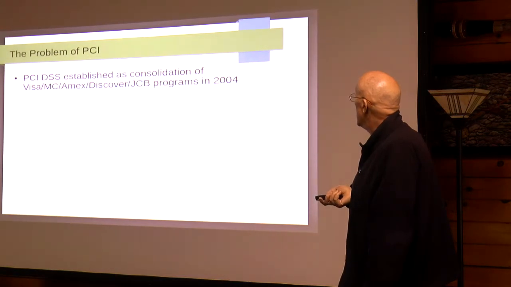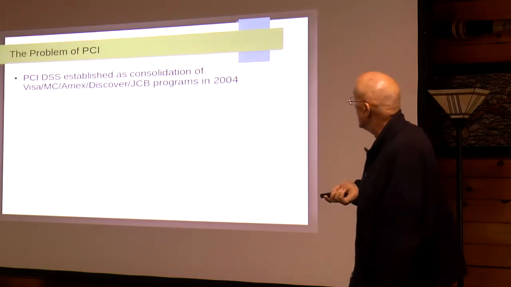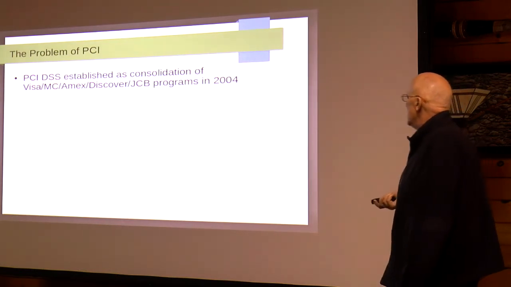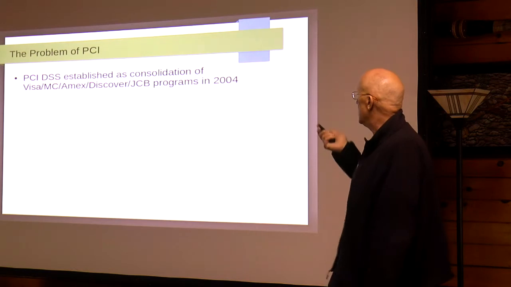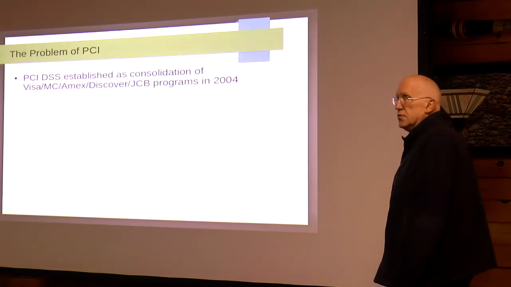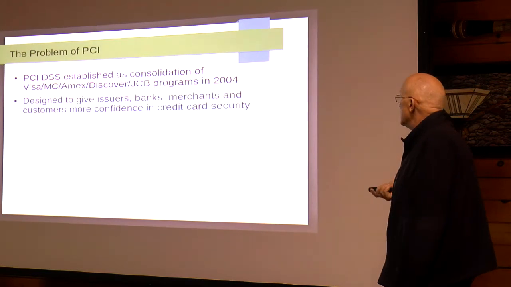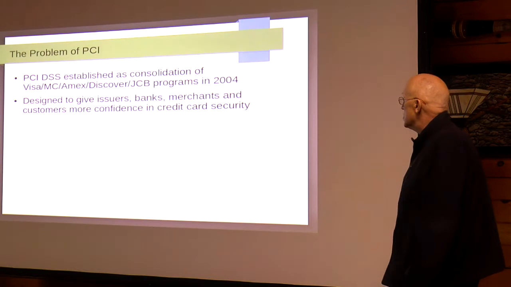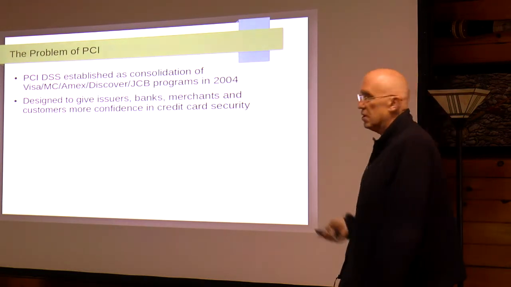Basically, the problem with PCI: PCI DSS, the Payment Card Industry Data Security Standard, was established as a consolidation of the various credit card programs for security in 2004. It really hit in 2006. It was designed to give issuers, banks, merchants, and customers more confidence in credit card security.